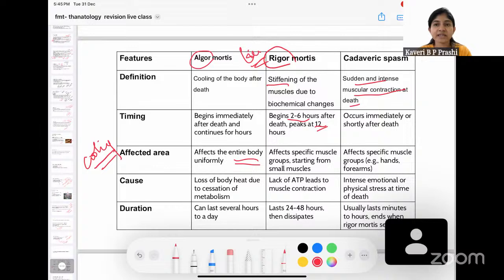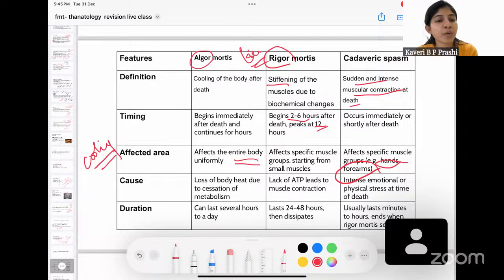Coming to cadaveric spasm, affects specific muscle groups. Example, hands and forearms. Like for example, if the person has taken the pistol and shot himself, usually the spasm is seen only in the forearm or the hand muscles. Okay, that is how cadaveric spasm is seen. Or somebody who is suddenly pushed into water dies, having grabbed all the gravel and weed around, there's going to be the cadaveric spasm seen in his hand muscles.